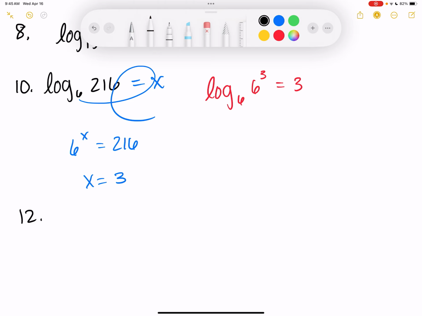12. Log base 9 of 1 is equal to what? 0. It's another property. Log of 1.